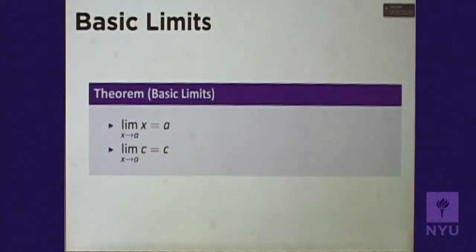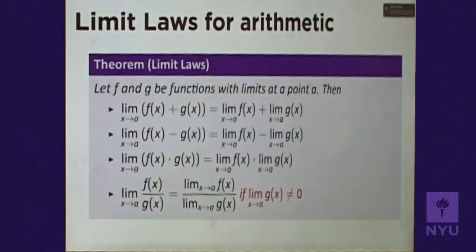And last time we looked at some very basic limits, such as the limit as x goes to a of the identity function x. We learned that as x goes to a, x goes to a. And we learned that if you take a constant function, f of x equals c, as x goes to a, the constant function c goes to c. It doesn't care what x is, it's a constant function.